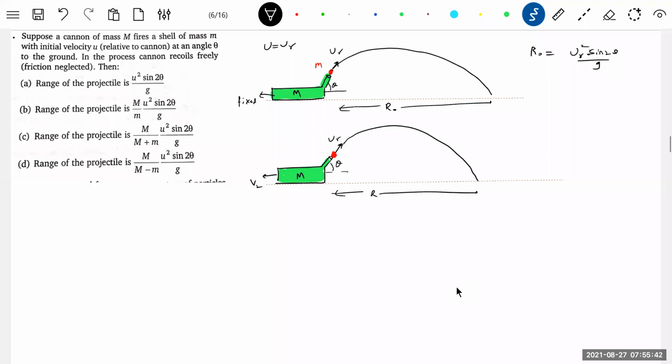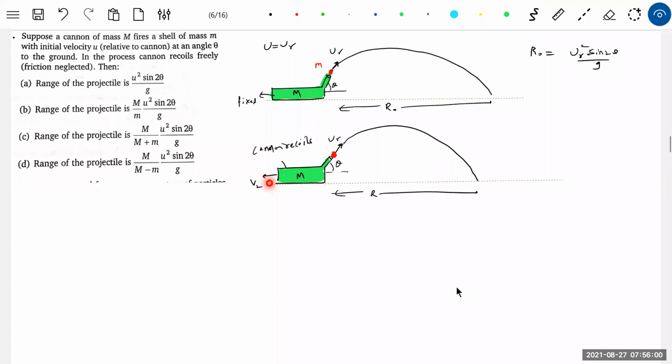At an angle theta with respect to the horizontal. Now what is the cannon going to do? The cannon is going to recoil. The cannon moves back, or just say the cannon recoils. This was the learning; first you have to learn it. If you fix the cannon, okay, fine.